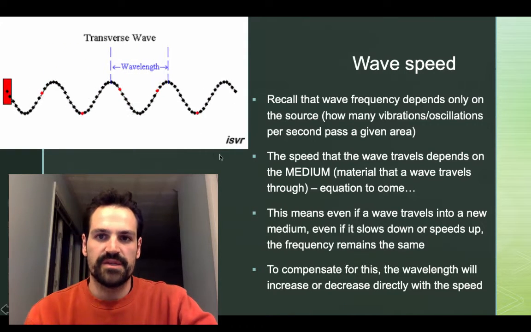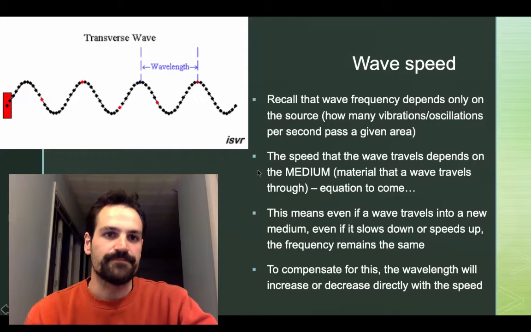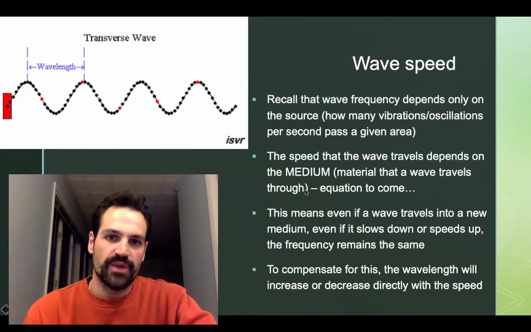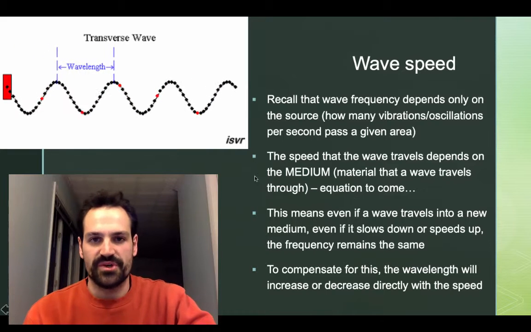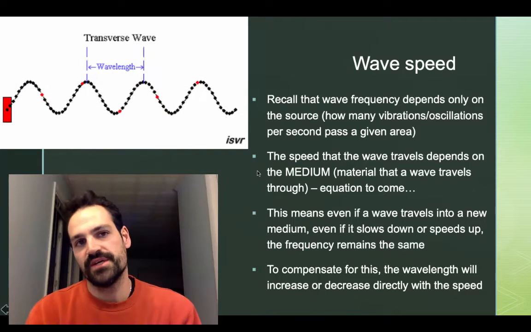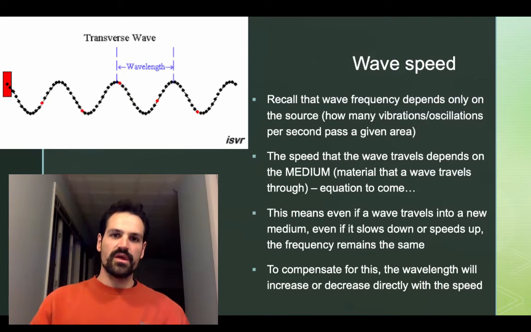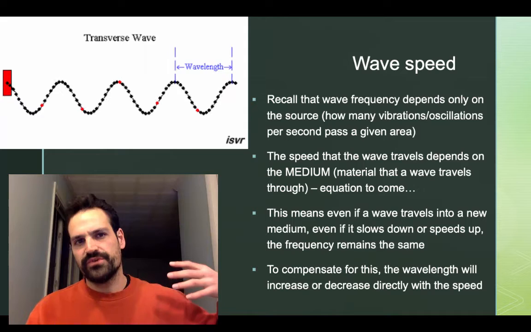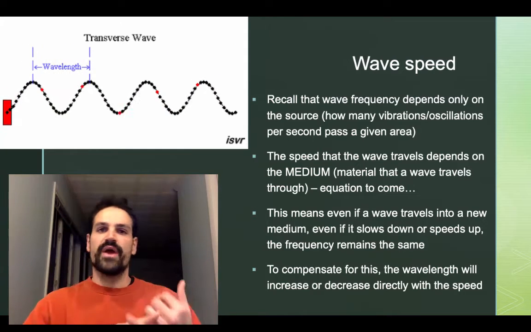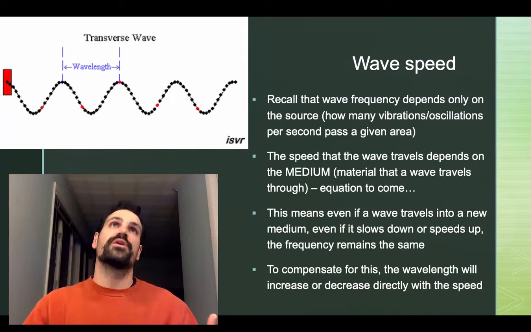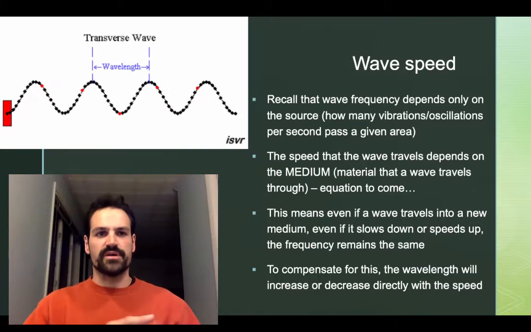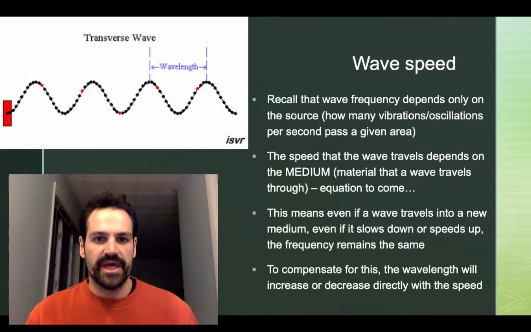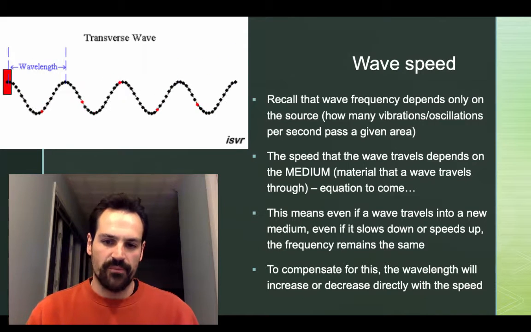The speed that the wave travels depends on the medium. Medium is fancy for the material that a wave travels through, and we'll discuss an equation to calculate the speed in a string later. But waves are going to travel at different speeds, whether they're traveling through air, through water, through wood, through steel. It depends on the compactness of the atoms and the density of the atoms.